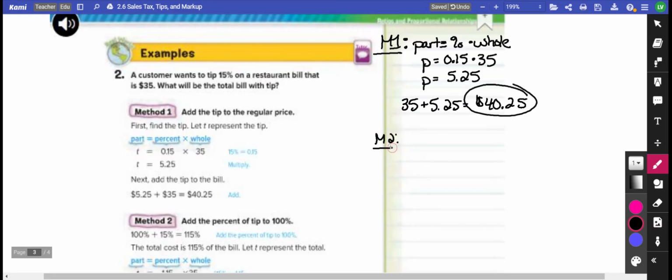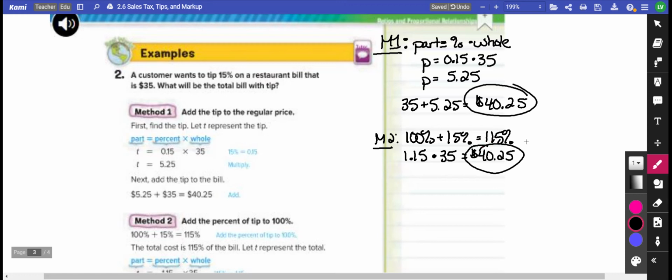Now, method number 2 is similar to what we did for the previous types of problems. So adding the percent of tip to 100%. So if we have 100% plus an additional 15%, that gives me 115%. So I'm going to go ahead and multiply that by my total. So 1 and 15/100 times 35. That gives me 40 and 25/100.